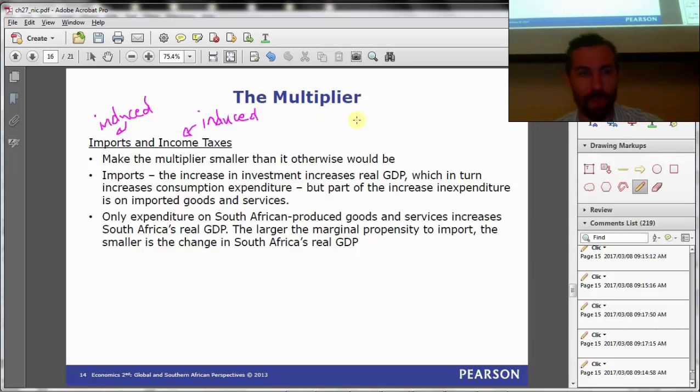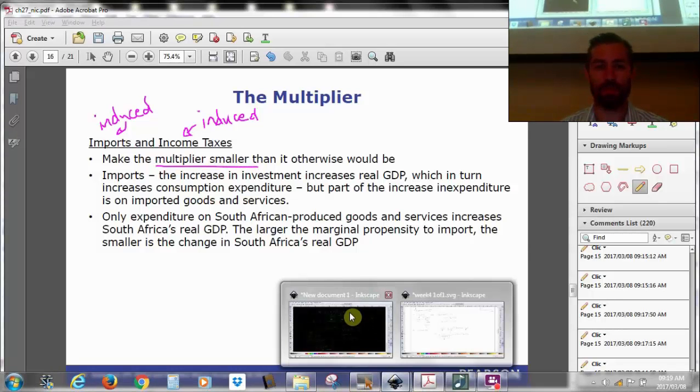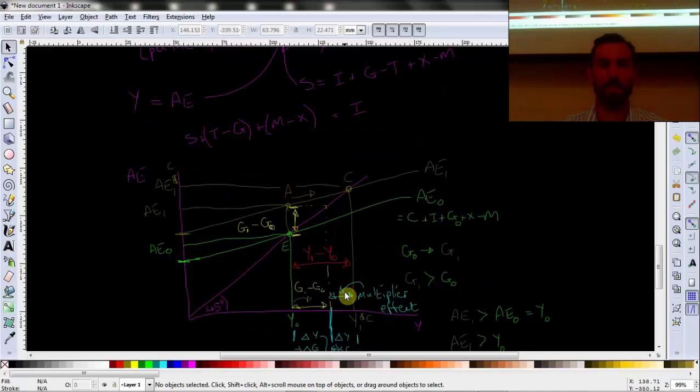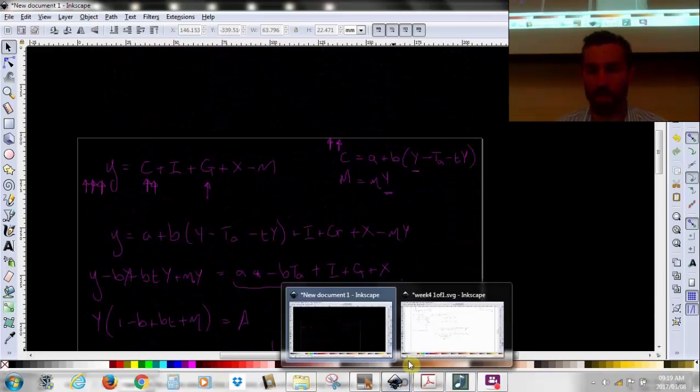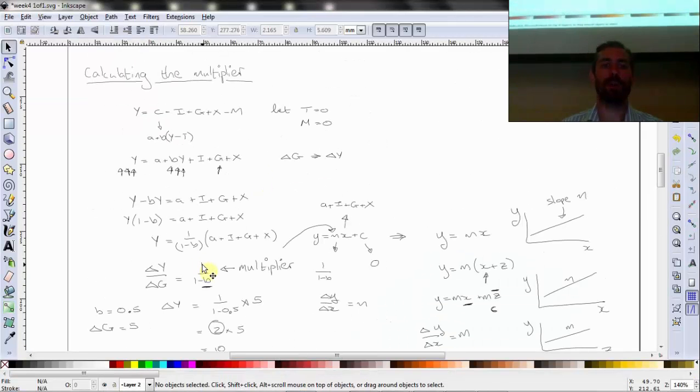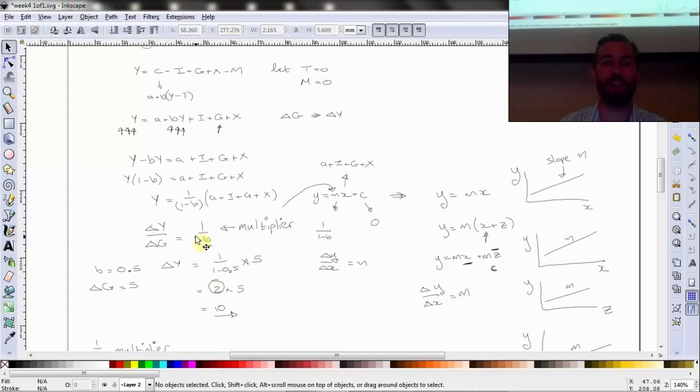No? Okay. Right, so this slide is talking about the multiplier once we've included induced imports and induced taxes, right? What it's telling us is that they will make the multiplier smaller. But we've already seen that mathematically. Sorry, wrong slide. Here's our multiplier without induced taxes or without induced imports. It's 1 over 1 minus B. Okay?